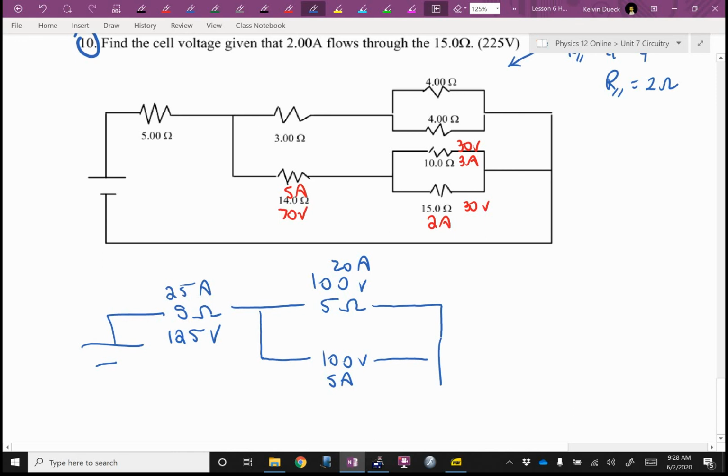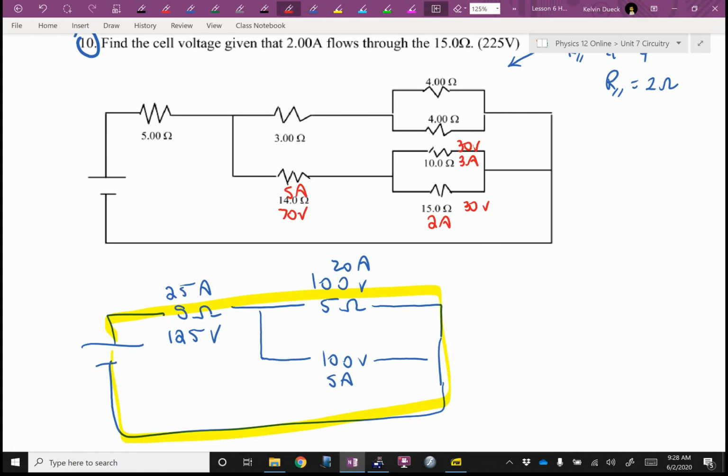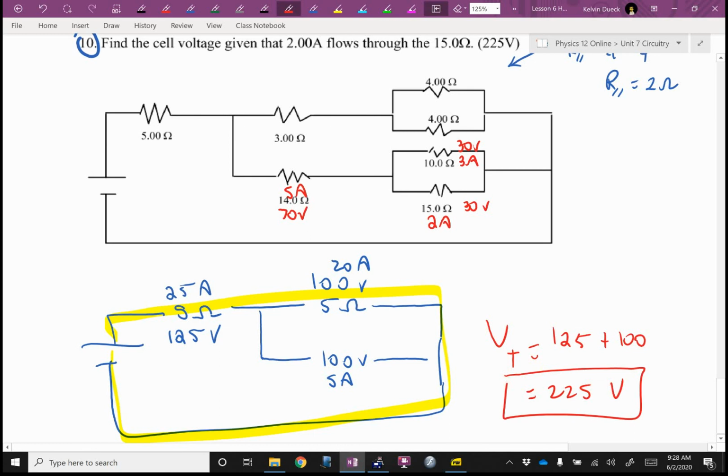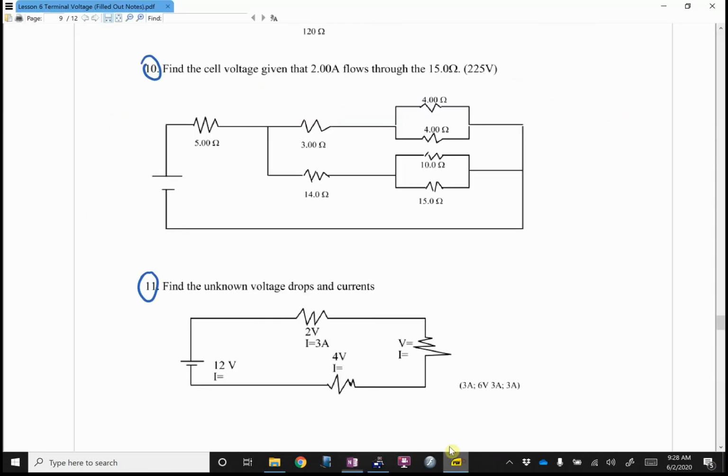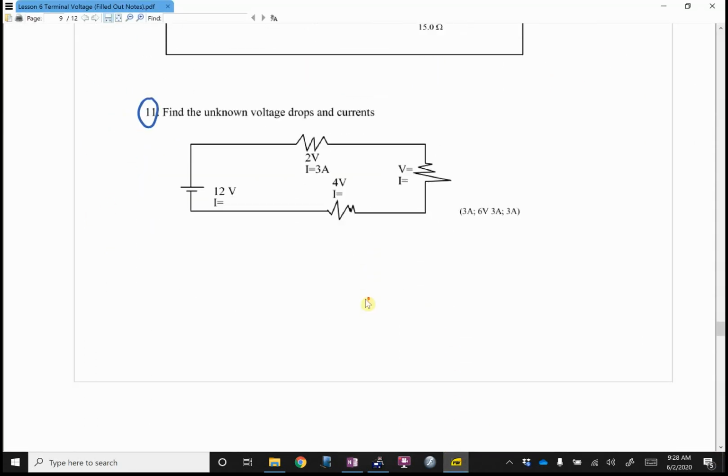And so any one path, let's go this one, has to be V total is 125 plus 100. It's 225 volts. Ta-da! That's a pretty challenging question. Doable, but I would consider that one having some teeth.